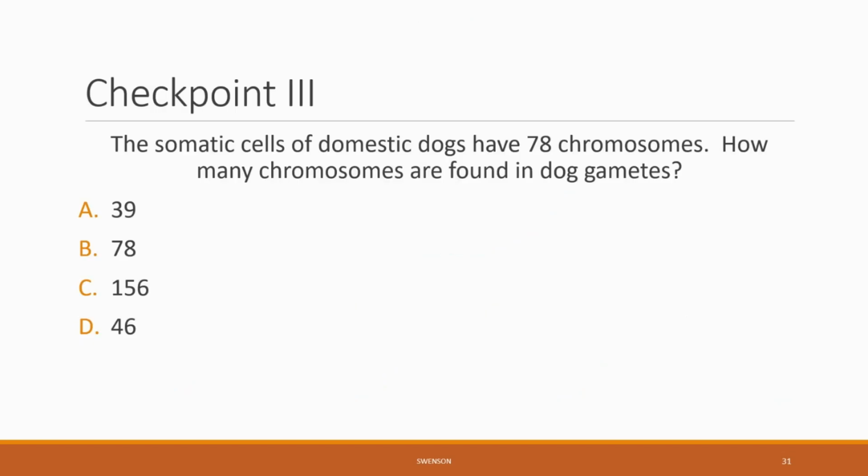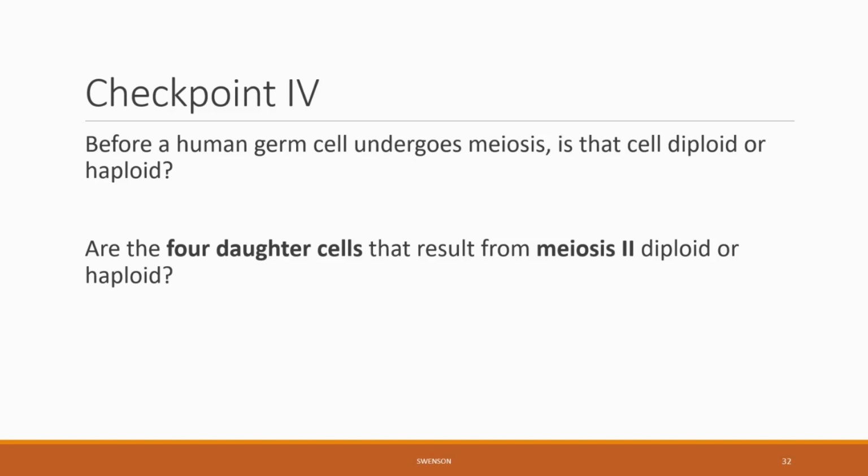Checkpoint 3. The somatic cells of domestic dogs have 78 chromosomes. How many chromosomes are found in dog gametes? Checkpoint 4. Before a human germ cell undergoes meiosis, is that cell diploid or haploid? Are the 4 daughter cells that result from meiosis II diploid or haploid?